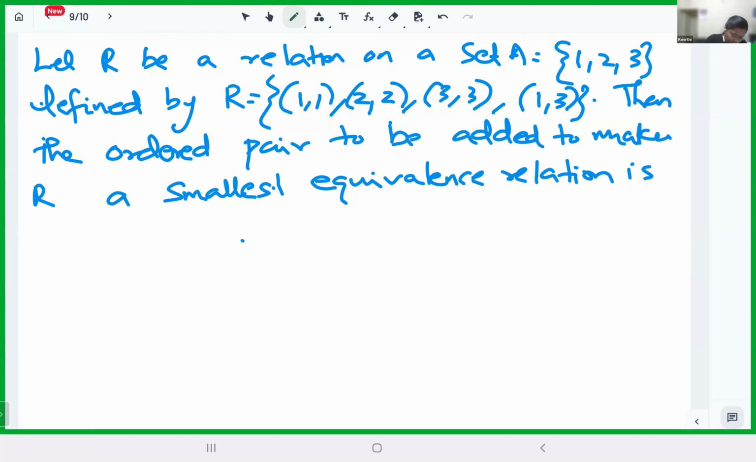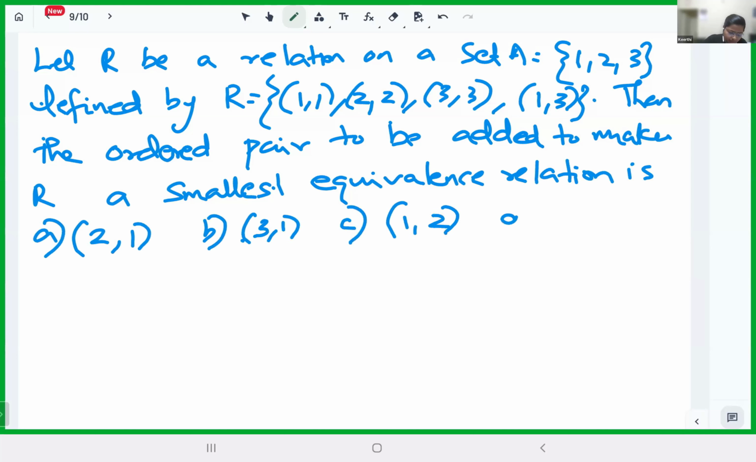First one is (2, 1). Second one is (3, 1). Then third one is (1, 2). Then fourth one is (1, 3). Let R be a relation on a set A = {1, 2, 3}, defined by R equal to. You are given a relation. Then they are asking to find the ordered pair so that you get a smallest equivalence relation.